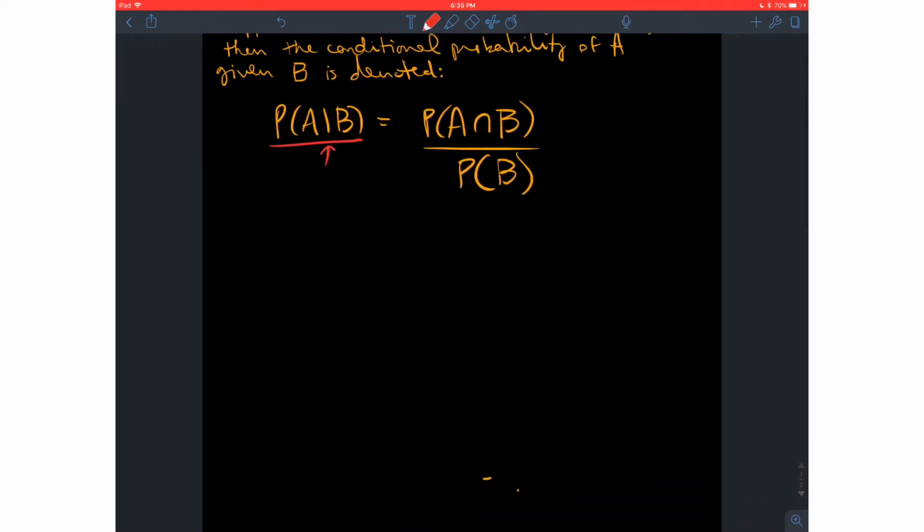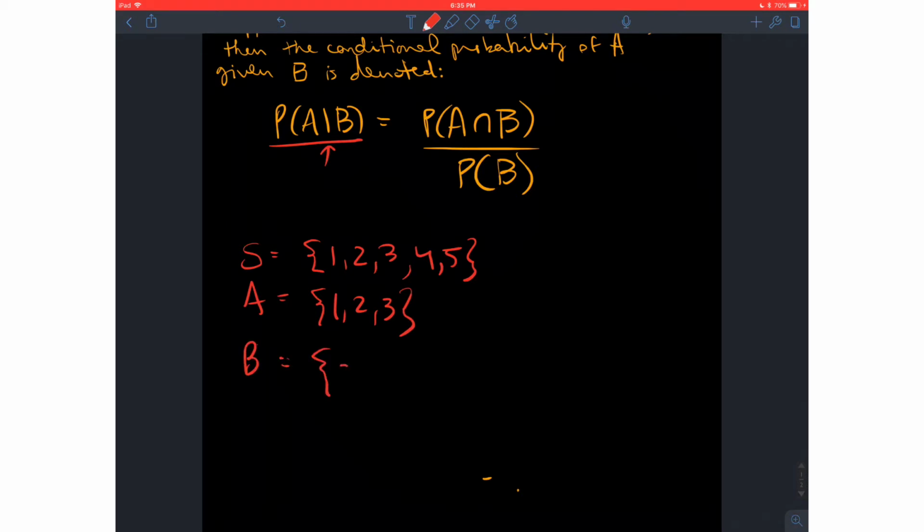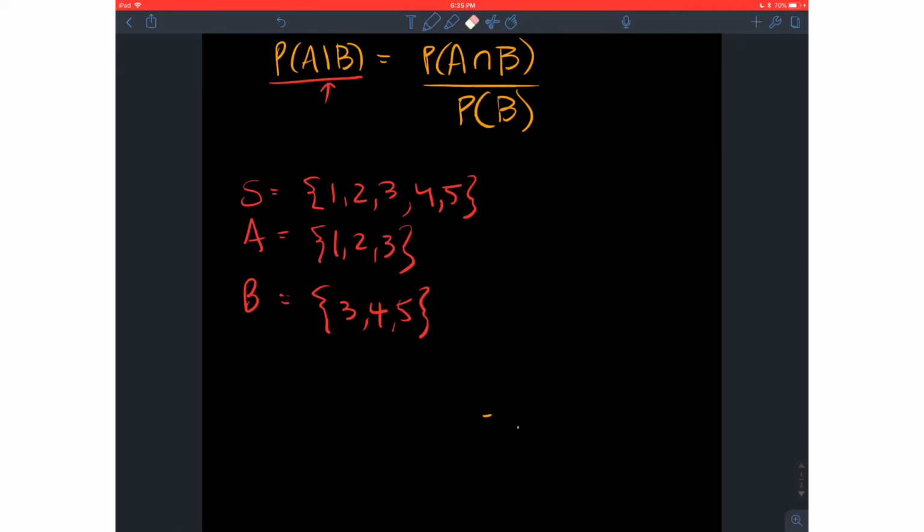Okay, so for example, I'll take a simple example here where we have S is 1, 2, 3, 4, 5. Let's say that A is 1, 2, 3, and B is 3, 4, 5. Then the probability of A given B would be, and let's say that every single one of these elements is equiprobable.